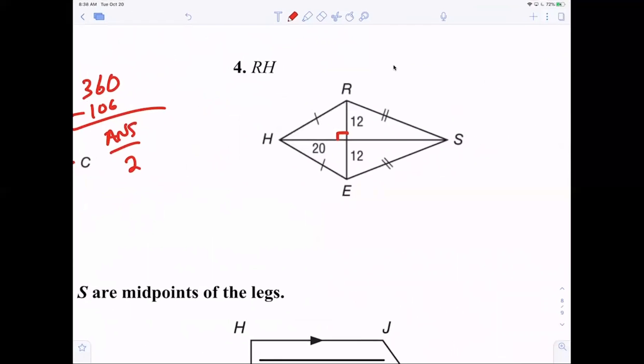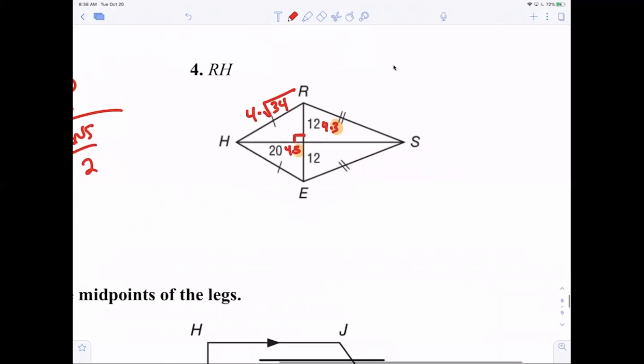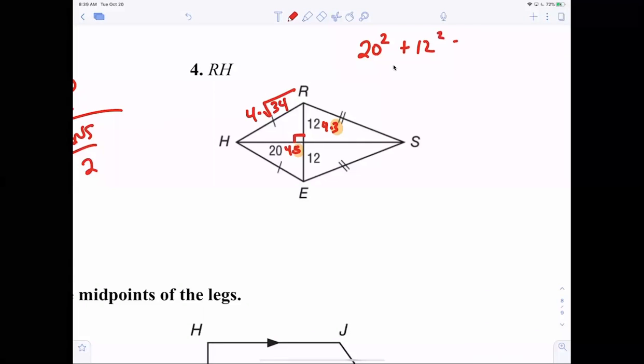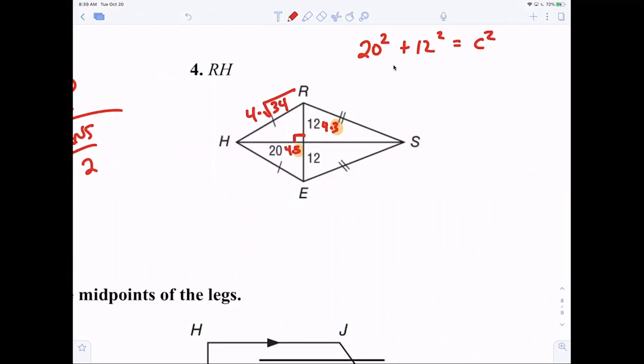All right, so 12 is 4 times 3. 20 is 4 times 5. Come on, guys, stay with me. So this has to be 4 times whatever, the square root of 9 plus 25, 34. Please, I want everybody to understand that, so everybody look up. You could do 20 squared plus 12 squared equals c squared. Does everybody agree with that?